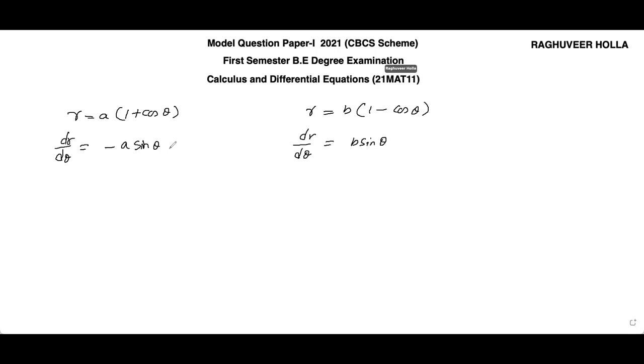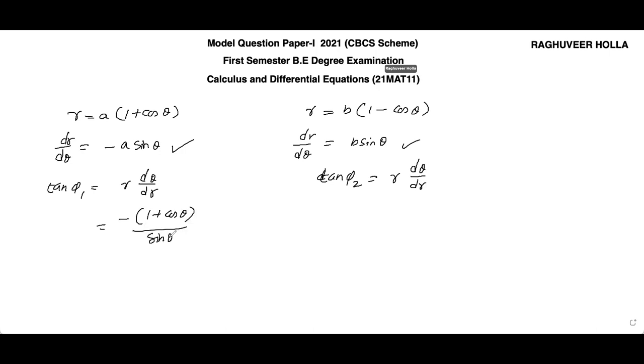Now, with respect to this, we call this tan phi 1, which is r d theta by dr. And with respect to this, tan phi 2 is r d theta by dr. Now, by substituting this and simplifying it, we get minus of 1 plus cos theta by sine theta, and with respect to this, we get 1 minus cos theta by sine theta.